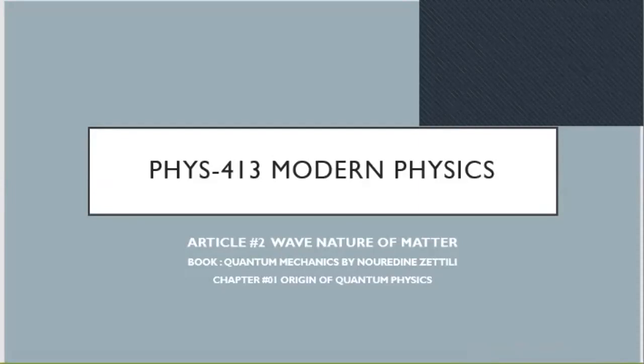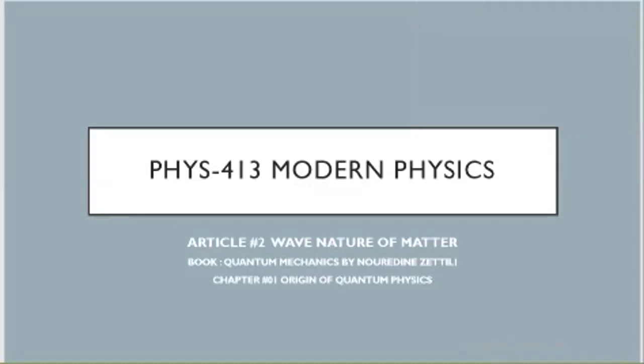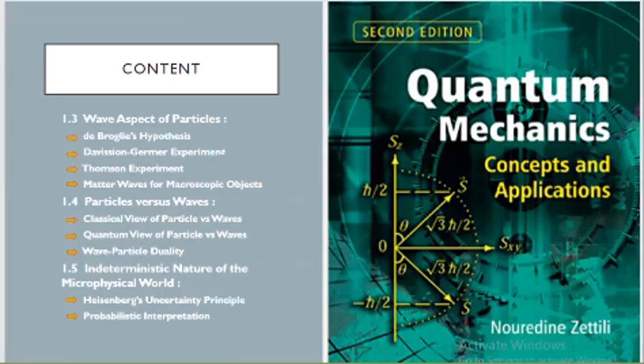We are starting the second article of your course outline, that is Wave Nature of Matter. The book that we are going to follow is Quantum Mechanics by Noida and Zetley. So this is the title page of the book that we are going to follow. You can easily download the book from the website b-ok.org.